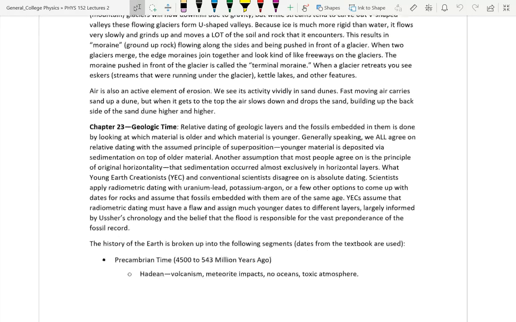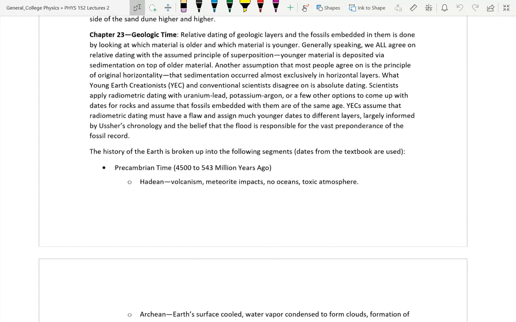Okay, so we're going to talk about geologic time today, and then we're going to do a lab activity dealing with geologic time. So geologic time, we talked about in class yesterday. That is measuring the ages of things in the geologic record, that is in the dirt that we see.